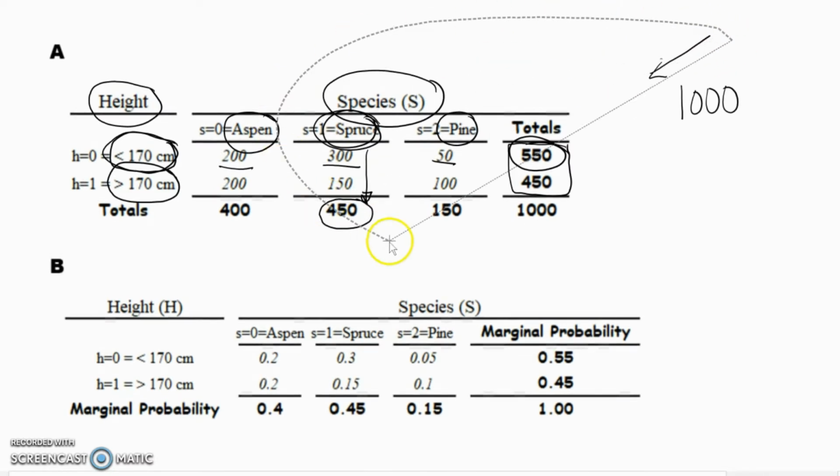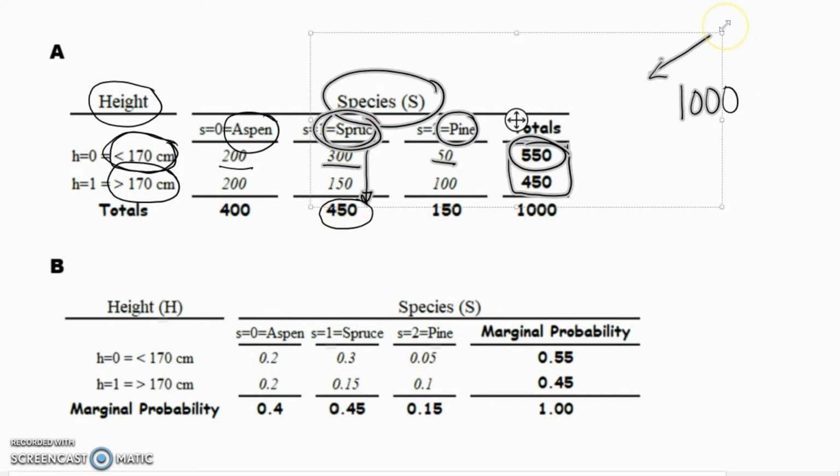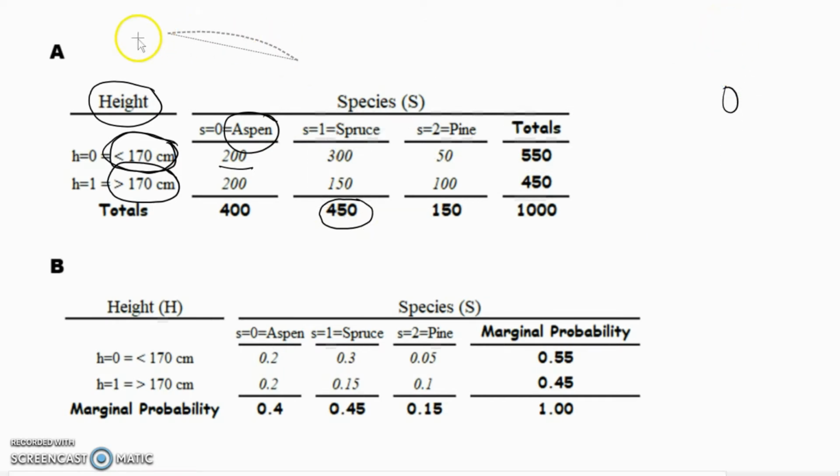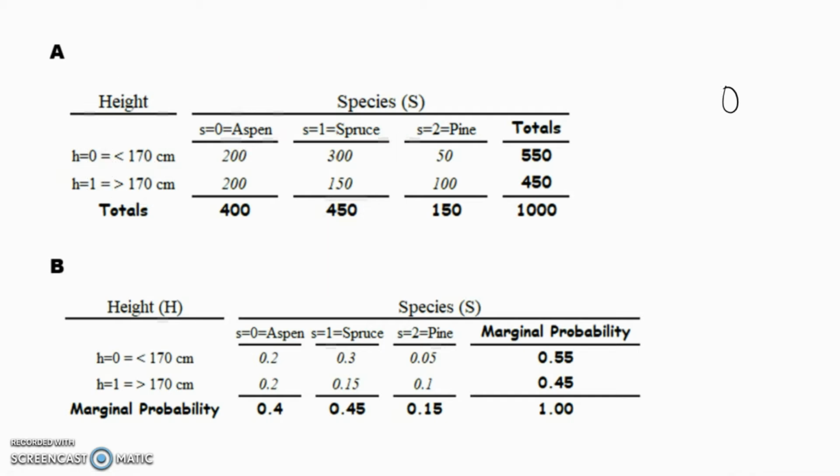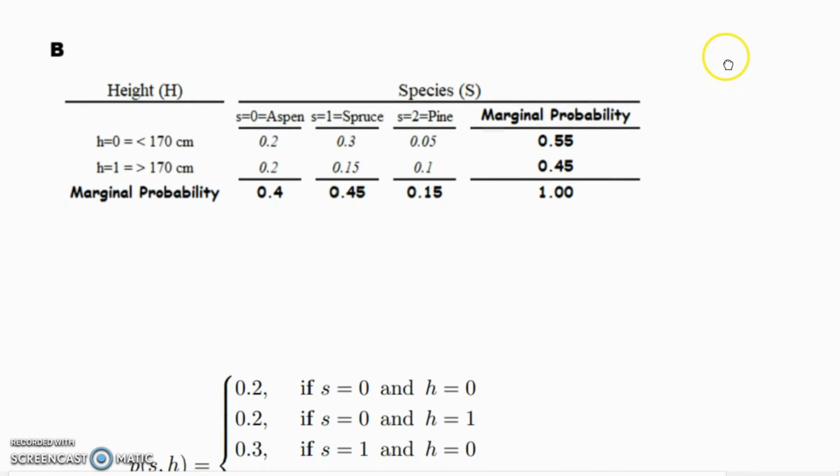Well, we can convert from counts to probabilities simply by dividing each one of these numbers by 1,000. And that gives us this table here, where now we've got probabilities. And so what I want to begin with is this concept of joint probabilities.